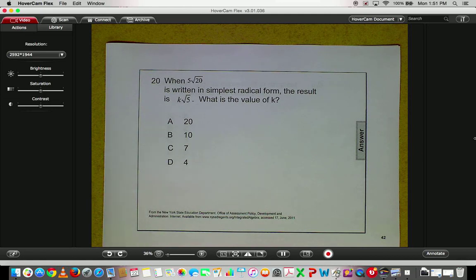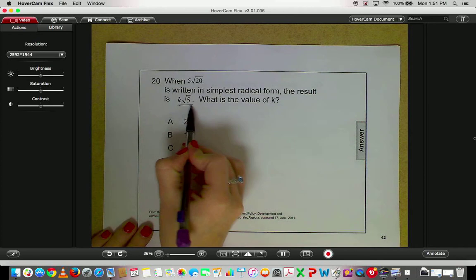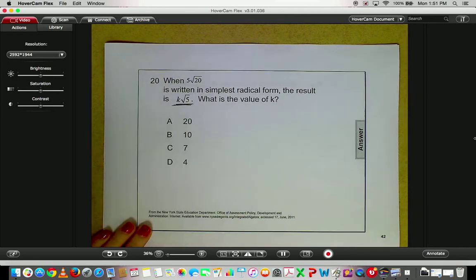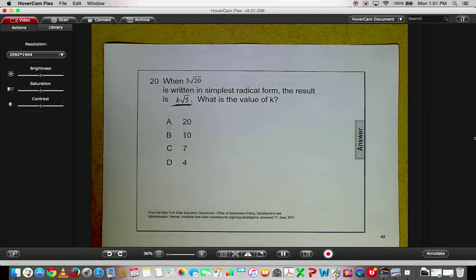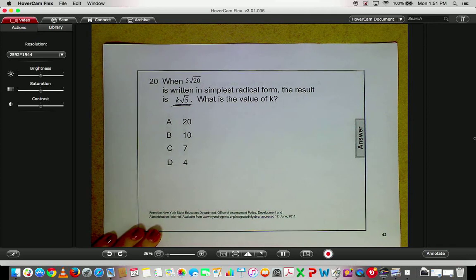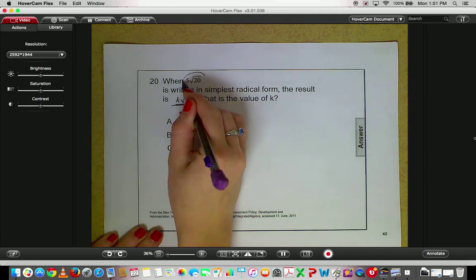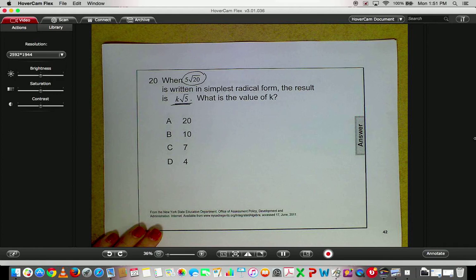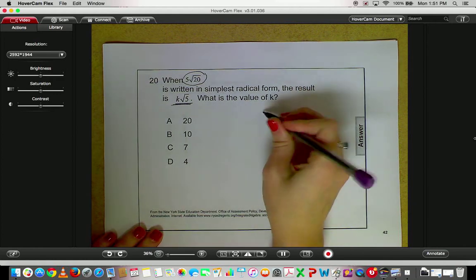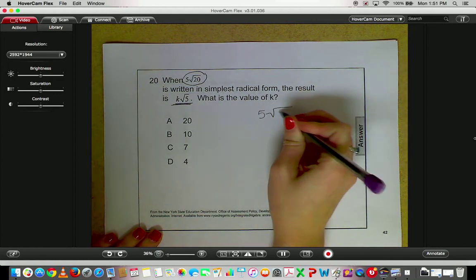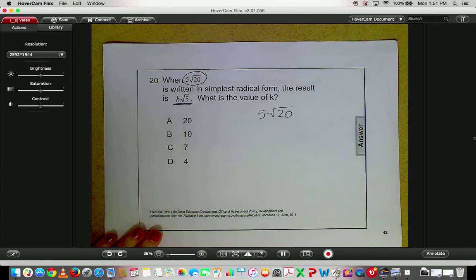Okay, so let's talk about first. A lot of people look at this and freak out and say, nope, it has a letter, I'm done. I'm not even going to try. But it's really, really easy. All you got to do is simplify like we were doing. Okay, so come down here and write out 5 times the square root of 20.